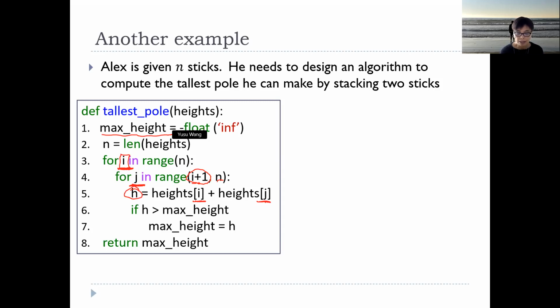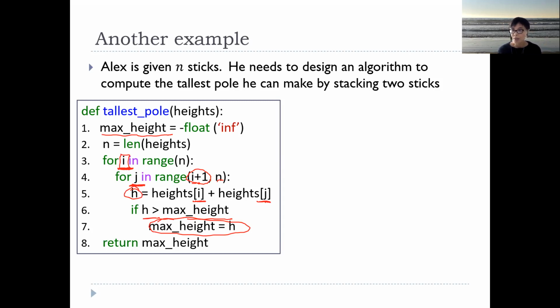Okay, if this height is bigger than the max height that you've seen so far, that means that you found a better one. Then you replace the max height you've seen so far with the current one, and then repeat till you try all combinations. Okay, it's a very simple algorithm. So what is its time complexity?